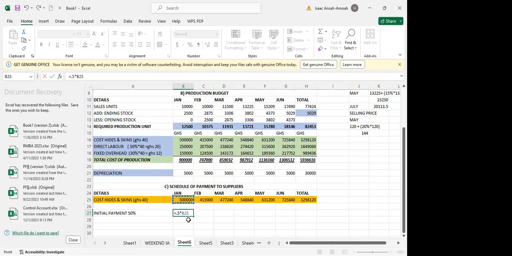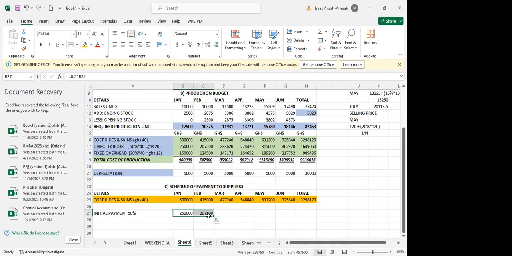So that becomes 250,000. You bought in February, pay 50% of that. We pay 50% of whatever we bought in February. We bought in March, pay 50% of that now. You bought in April, pay an initial deposit of 50%. So we are paying an initial deposit of 50% on each of what we bought. That's what we have generated.